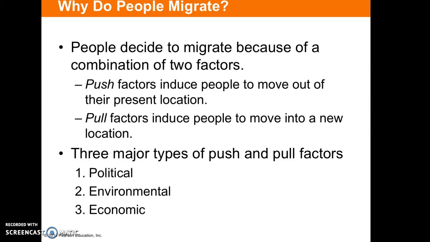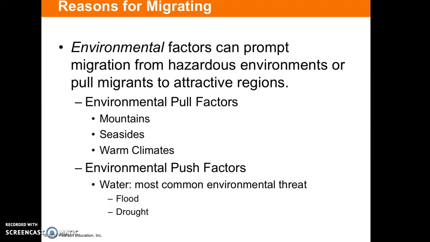Three major types of push and pull factors are political, environmental, and economic. And we've talked about them a little bit already because these are really intuitive things that people are moving away from or moving towards. We talked about political a bit with refugees and asylum seekers. Environmental we hit on with refugees as well. And economic reasons is kind of underlying really any topic, anytime you've ever talked about migration.